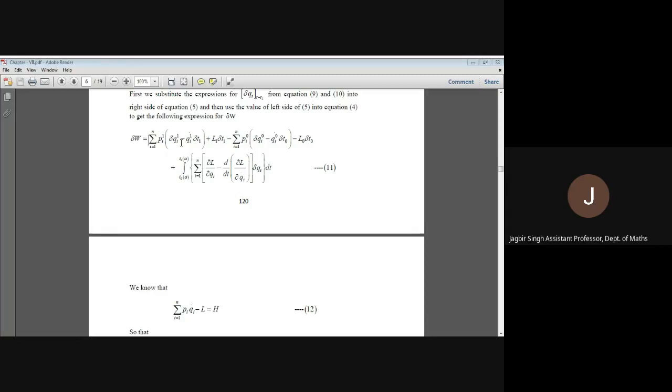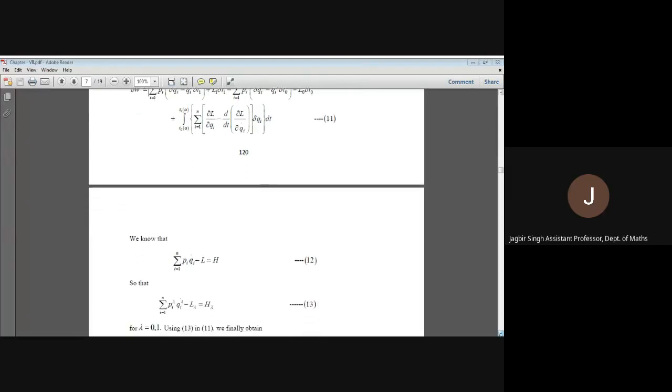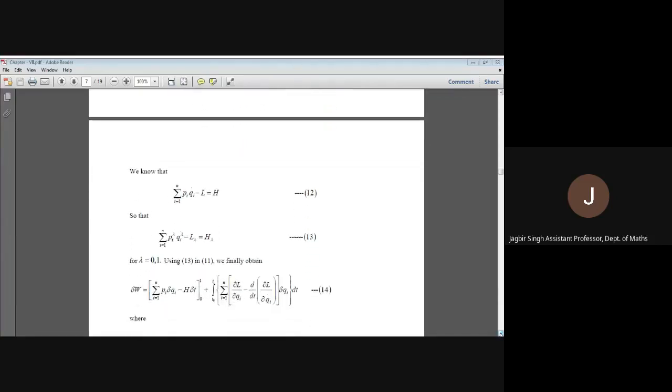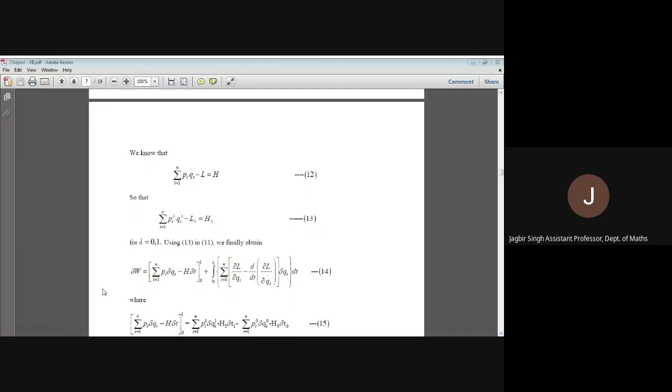And similarly, one more similar term with 1 replaced with 0 is the second summation. So say those terms are H1, we are representing that summation i from 1 to n p_i lambda q_i lambda dot minus L lambda is equal to H lambda for lambda equal to 0, 1. Now using 13 in 11, we will have delta W will be equal to, yes, it's represented here.